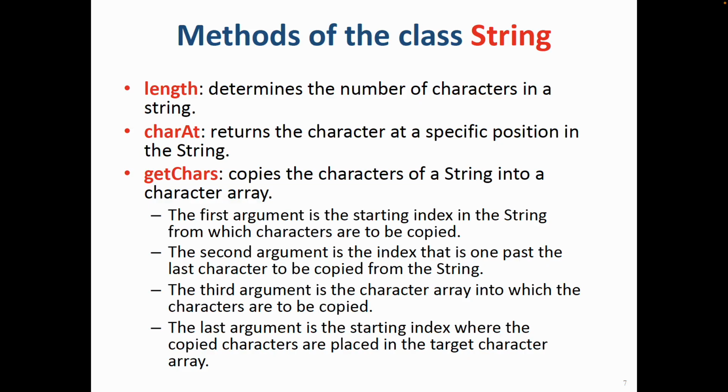Actually, it has 4 parameters. There was another function that I'm confused with. So it takes 4 parameters. The first argument is the starting index in the string. Second argument is the index that is one past the last character to be copied. So I'm saying start from here to there, okay, from the string. And the third argument is my character array to copy it to. But in that character array, I might say, okay, in your target array, start copying from which index. You can say, okay, start from the beginning, or maybe start from the 5th, and so on, okay?